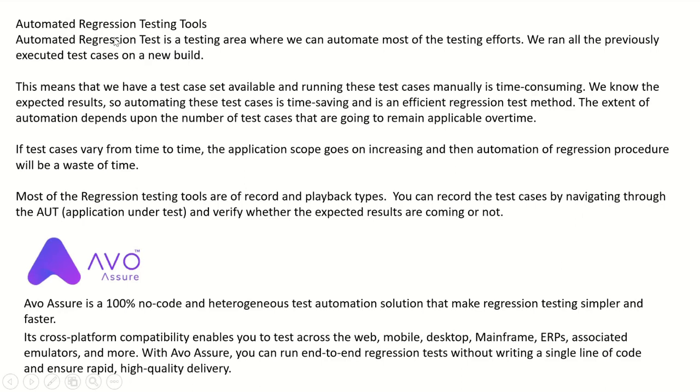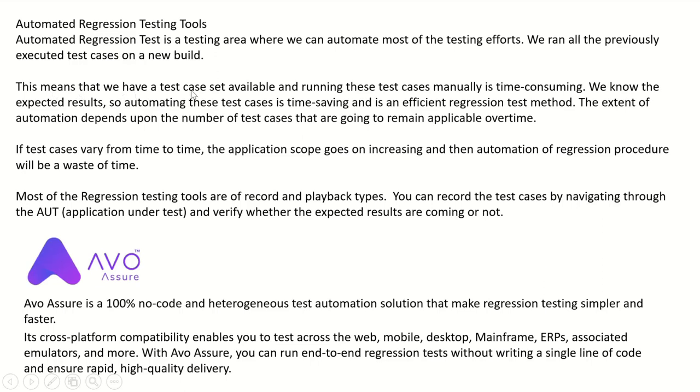So, automated regression testing tools. We can perform regression testing by using automated tools also. Some of the tools I discussed here. Automated regression testing is a testing area where we can automate most of the testing efforts. We run all the previously executed test cases on a new build.